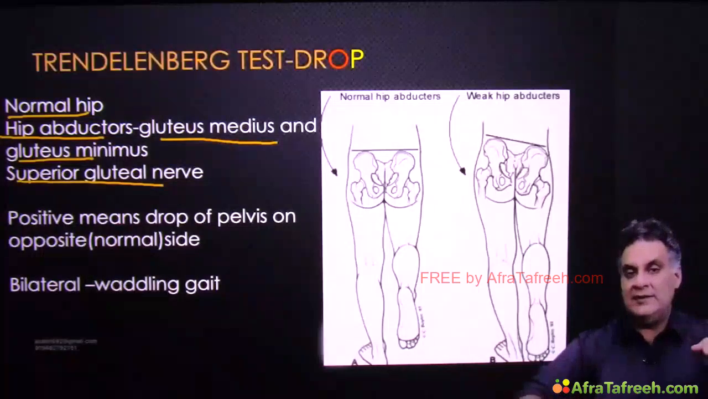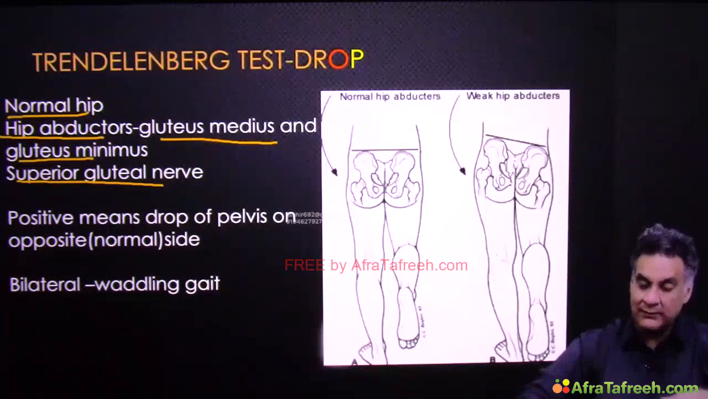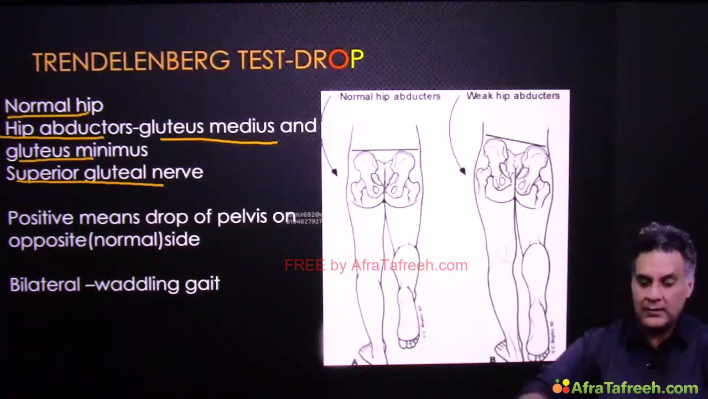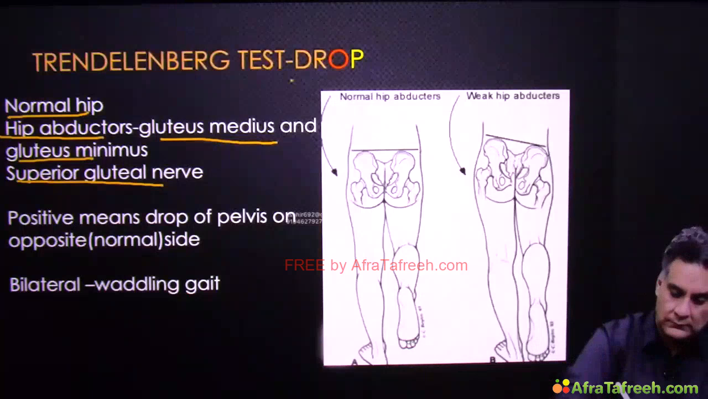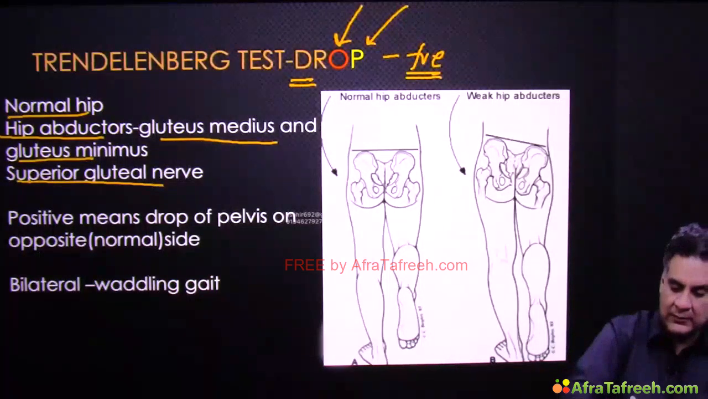This is called as normal and negative. Negative means Trendelenburg test is negative, does not fall. When you stand on the diseased hip, with gravity, the opposite side falls, it's diseased, can't lift it up. So there's a drop on the opposite side of the pelvis called as positive. This is positive, means drop of the pelvis on the opposite side.